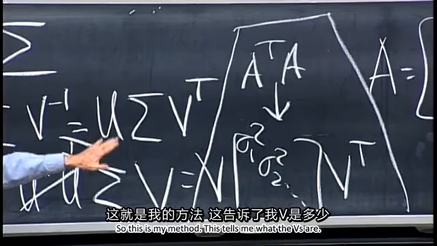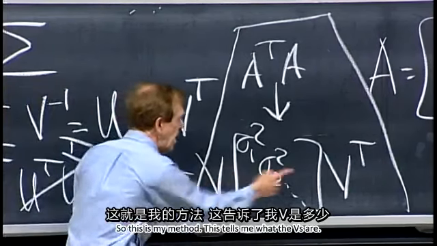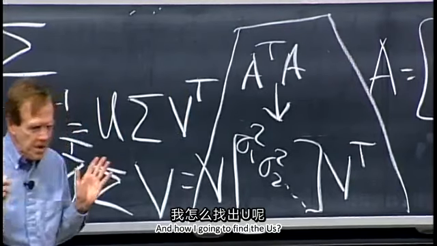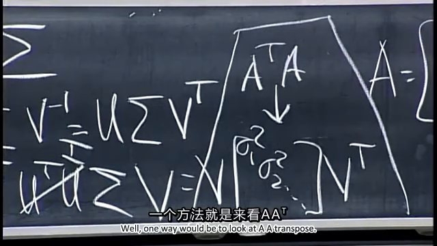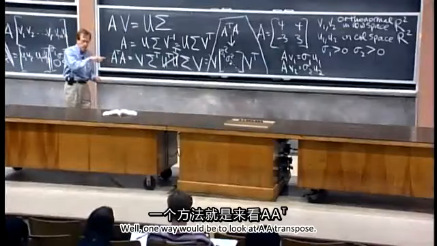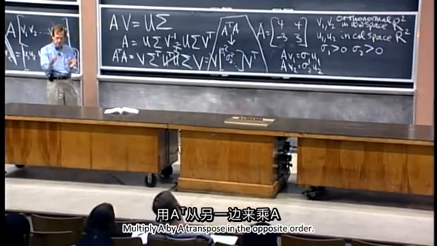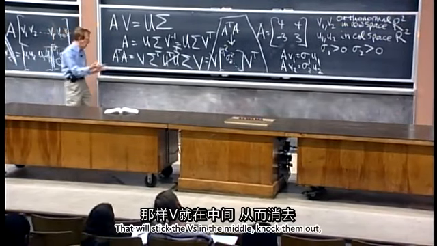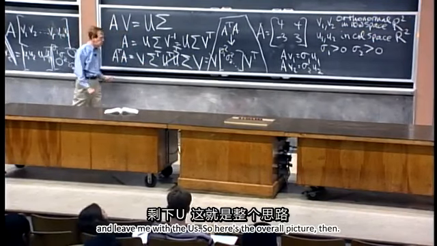So this is my method. This tells me what the V's are, and how am I going to find the U's? Well, one way would be to look at A transpose. Multiply A by A transpose in the opposite order. That will stick the V's in the middle, knock them out, and leave me with the U's.